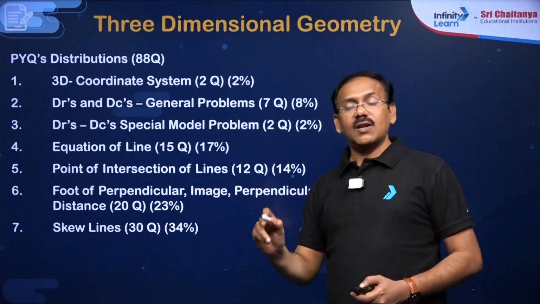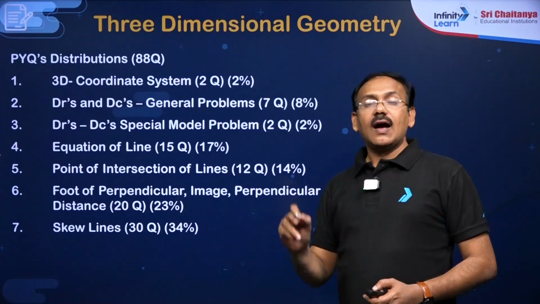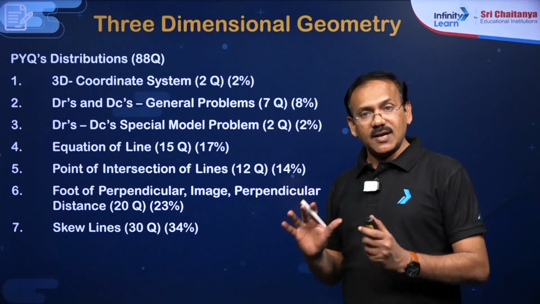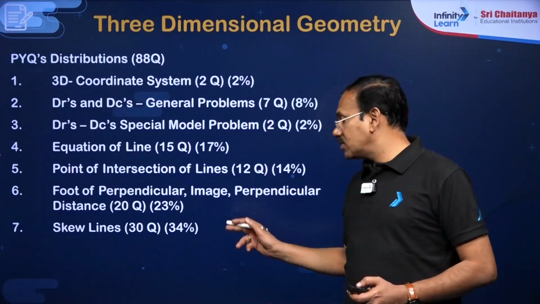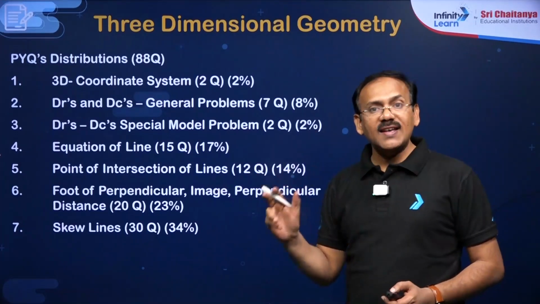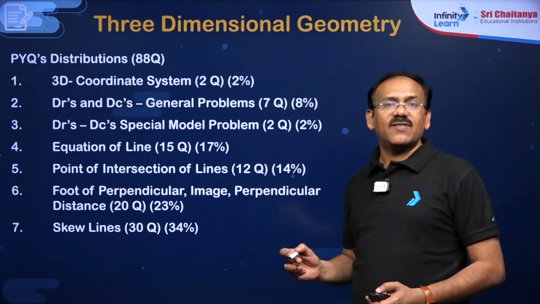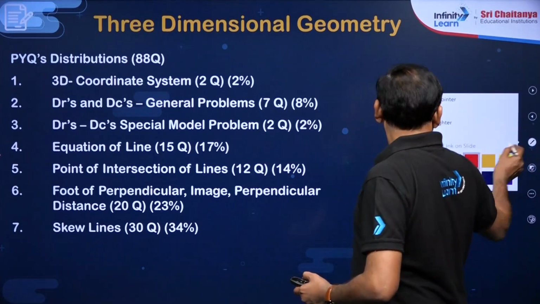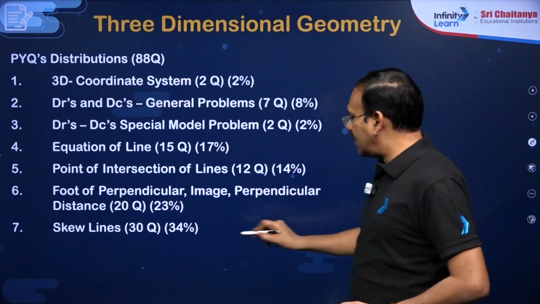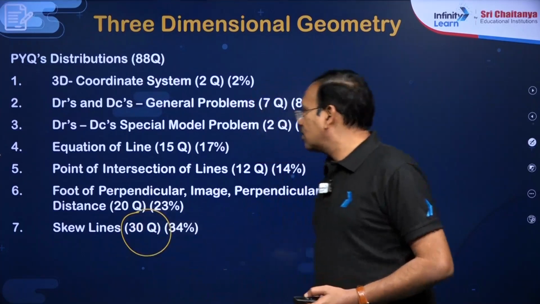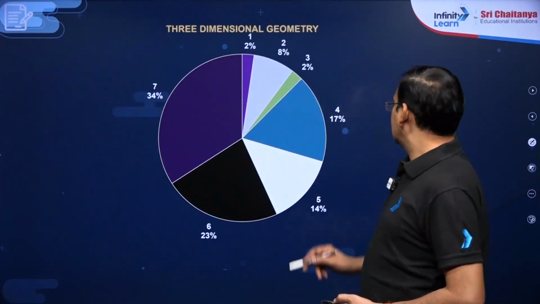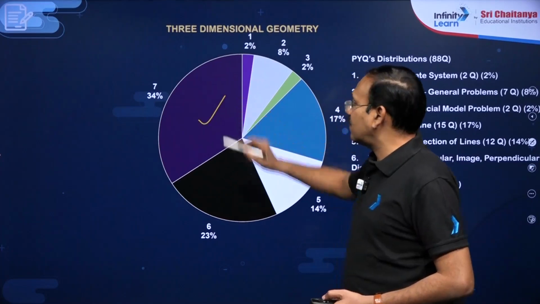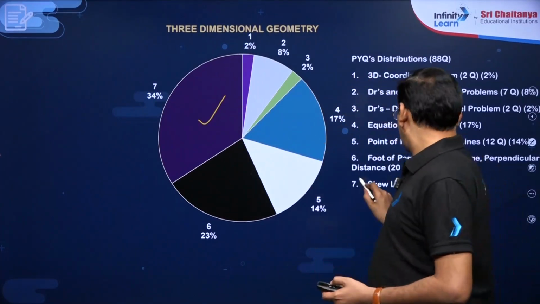Foot of the perpendicular from a point to a line, image, as well as perpendicular distance, all the 3 can be done in a single model. There are 20 questions, and skew lines, 30 questions my dear friends. You can see here what the highlight area is: skew lines. You can also see, 7th one, skew lines, 34% of the questions are from skew lines.